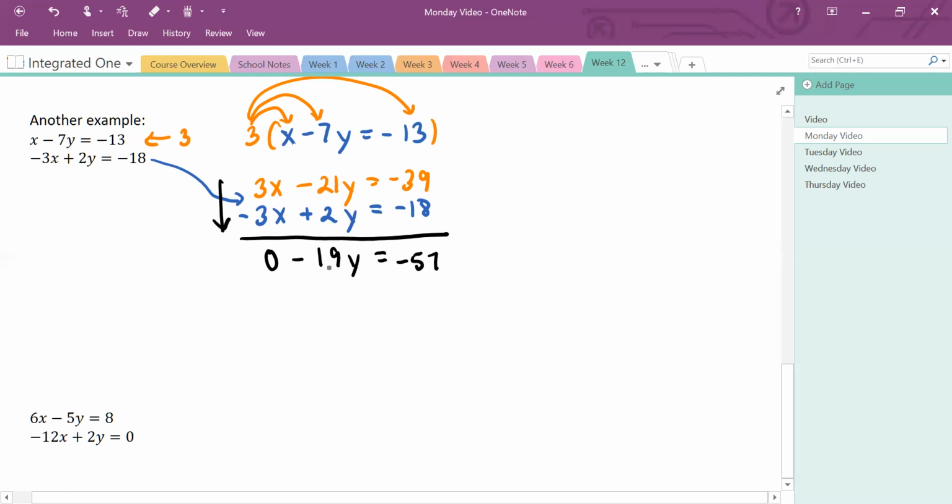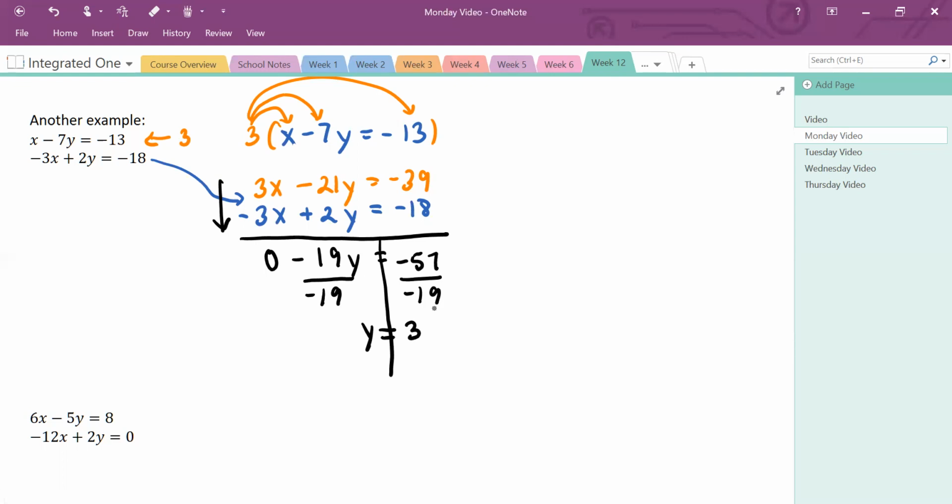Okay, so now I'm going to solve for y and divide both sides by negative 19. y is equal to positive 3, which works. So now let's take that positive 3 and enter it back into either one of these equations. It doesn't seem to matter, does it? So let's put it into this equation.